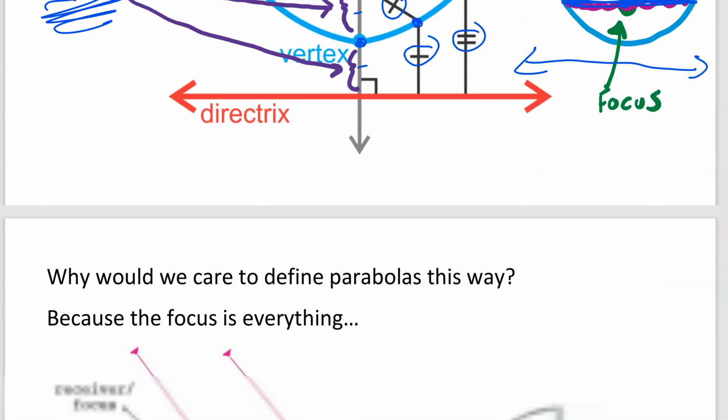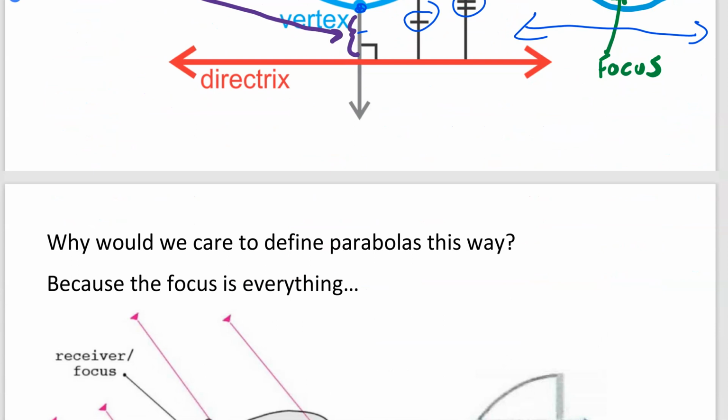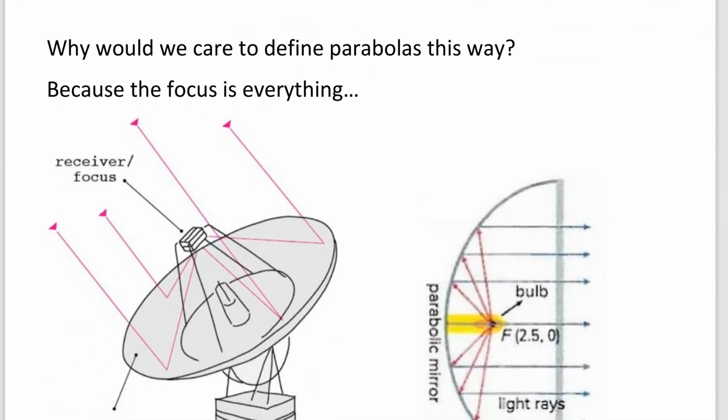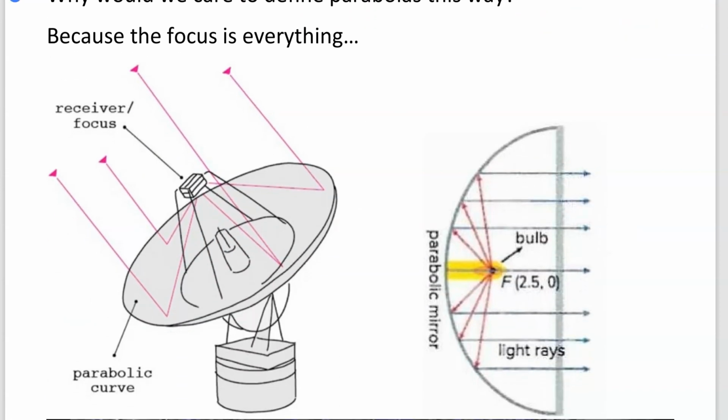Okay. So why do we care about parabolas? Why do we define them this way? The other way was just fine. Well, the focus is everything. Parabolas are probably one of the most useful conic sections we have out there.